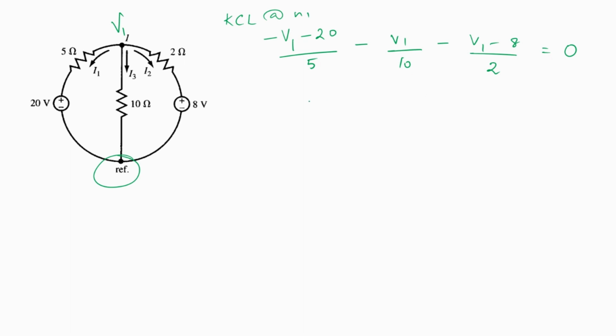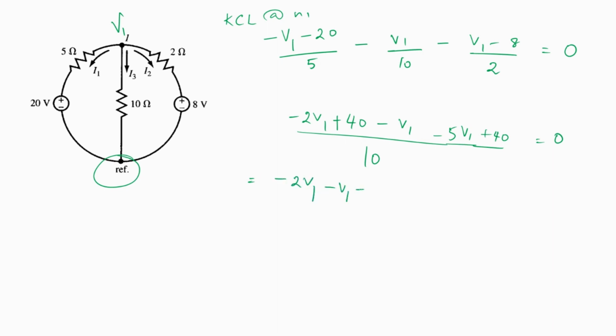So we'll directly get the value of V1. How do we do that? I'll take the LCM as 10. So I'll get minus 2V1 minus 40 minus V1 minus 5V1 plus 40 is equal to 0. So this is basically going to be equal to minus 2V1 minus V1 minus 5V1 is equal to minus 80. On simplifying, we get 8V1 is equal to 80. Therefore, V1 is equal to 10 volts.